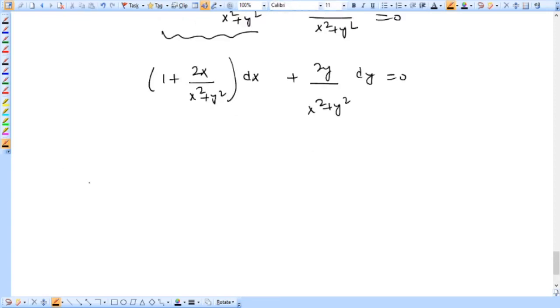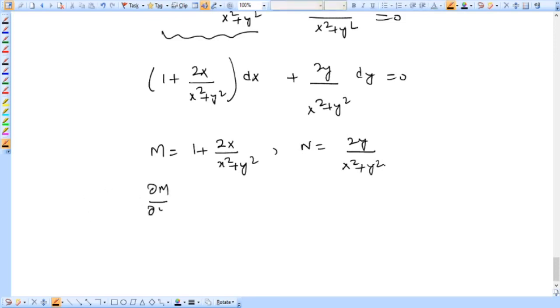Now our new M here is, let us check whether or not this equation is exact. M is equal to 1 plus 2x over x square plus y square, and N is equal to 2y over x square plus y square. So now curly M by curly y is equal to the differentiation of M with respect to y.